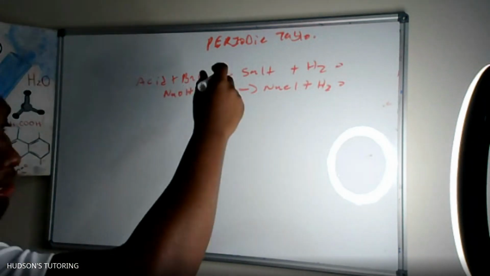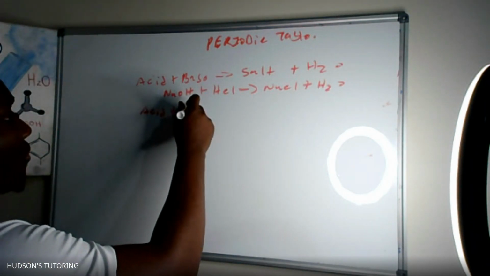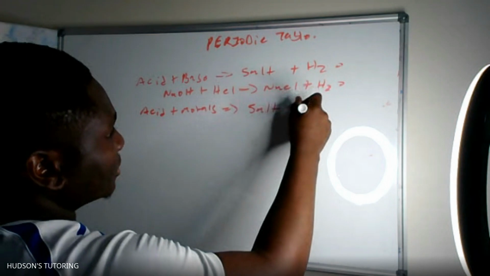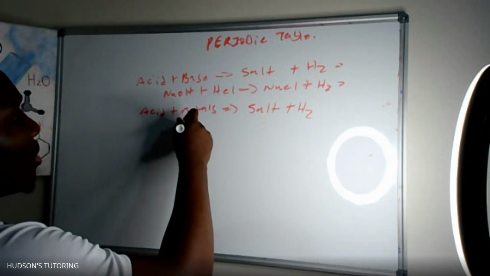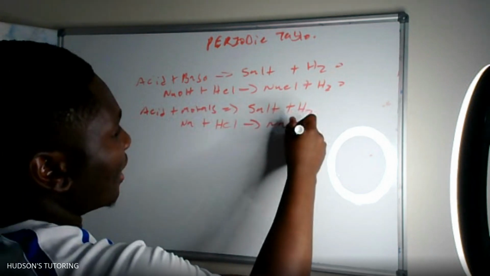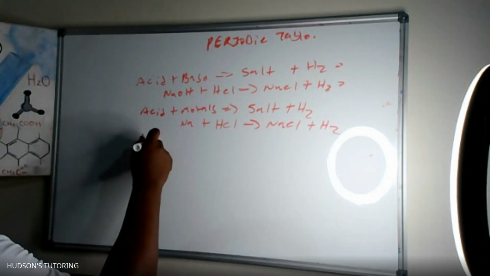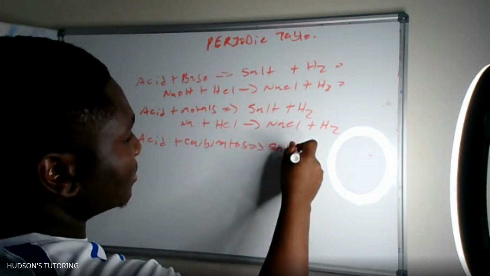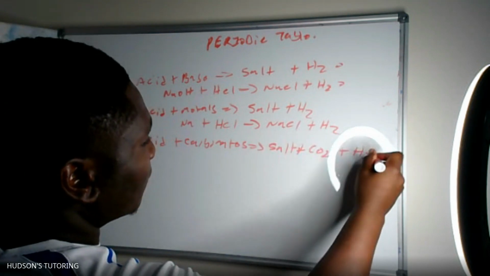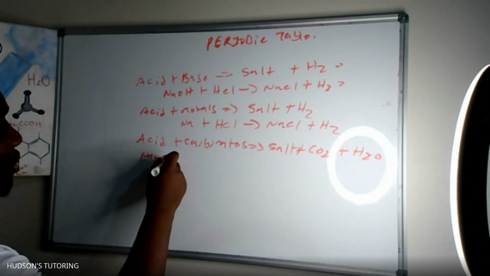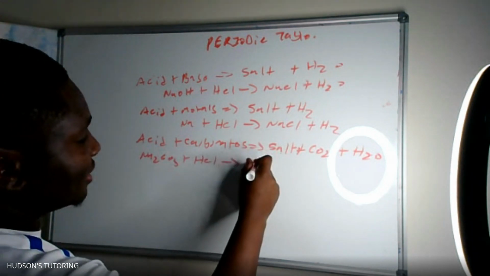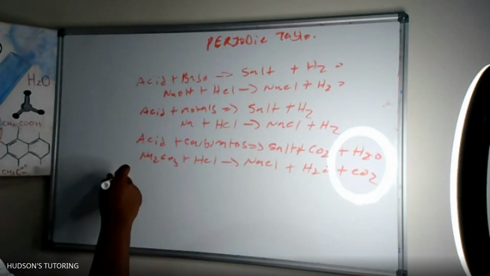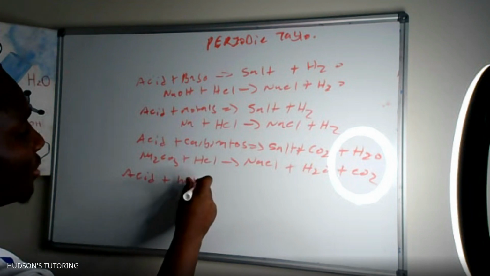We also have acids and metals. If we have acid and metals, that's going to form salt and hydrogen gas. For example, if I have sodium react with HCl, that's going to give me sodium chloride and hydrogen gas. I can also have acid react with carbonates, which is going to give me what? Salt, carbon dioxide, and water. So if I have sodium carbonate, Na2CO3, react with HCl, I'm going to get sodium chloride, NaCl, plus H2O plus CO2, right? And I can also have acid react with hydrogen carbonates, just the same.